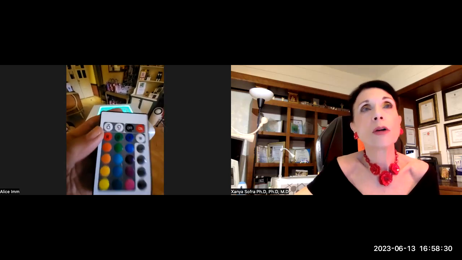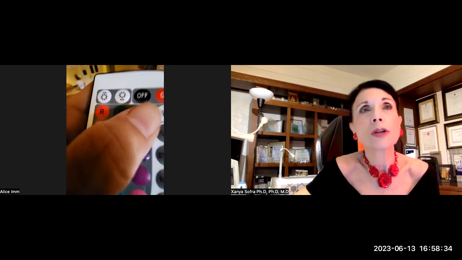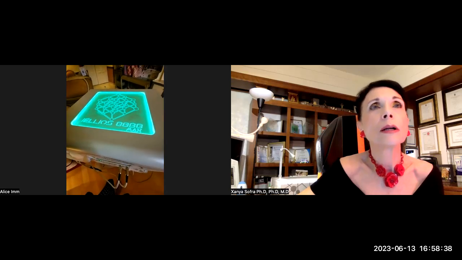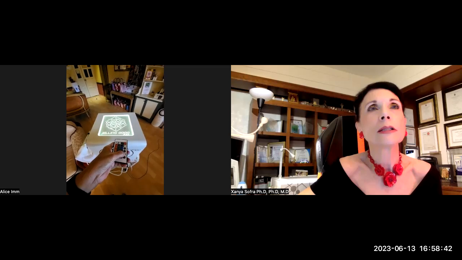Fade. Left side. Sorry, right side. Right side, all the way down. You're going to say fade. The button before the last one. Okay, yes. Press that, and now it's going to keep changing colors.